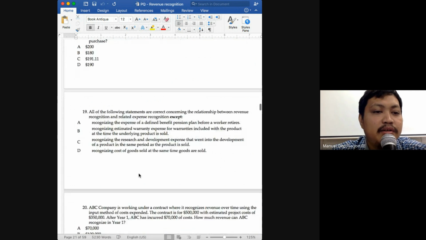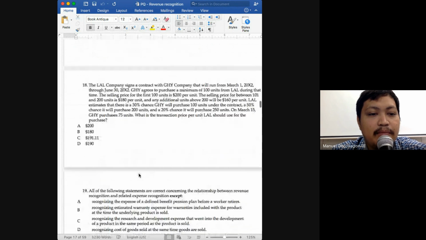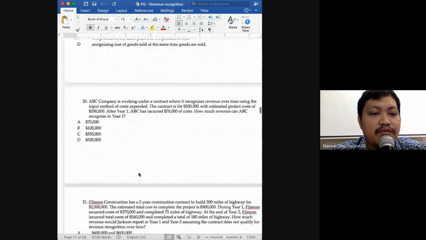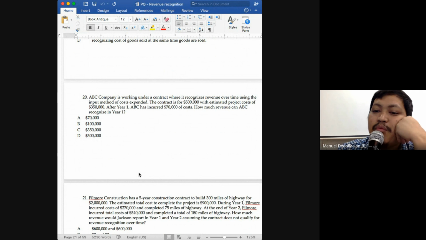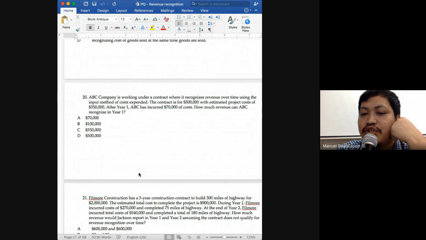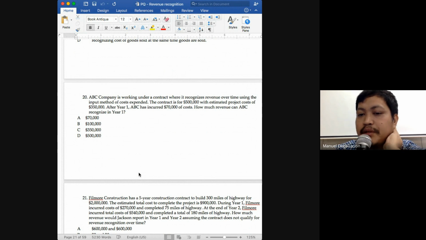When we answered problem 16, the question there was profit. In number 20, the question is on revenue. If it's revenue, no reduction of the cost yet. But basically, the process will be the same. We will have to solve for the percentage of completion. How much is the percentage of completion? Formula for percentage of completion: cost incurred to date divided by total estimated cost. How much have we incurred so far?